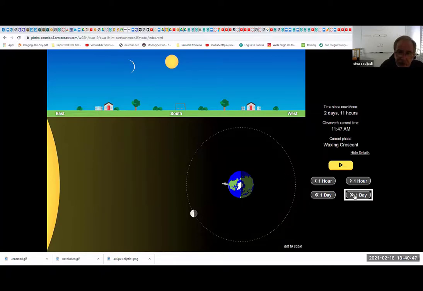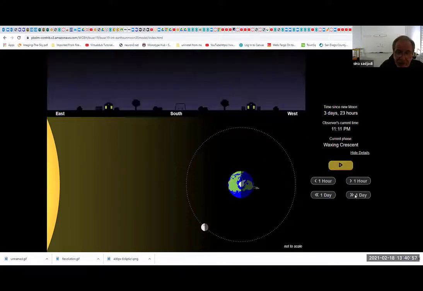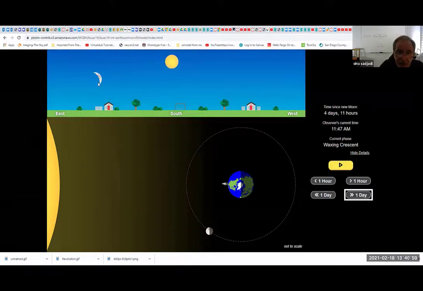Now let's go another day. This crescent is getting bigger and bigger now, and is widening. It's getting farther and farther away from the sun. Another day. All right, we see a bigger portion of the sunlight, moonlight on the moon. This is it right here. Right here, you see it?